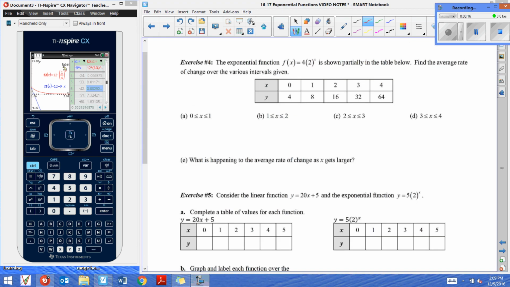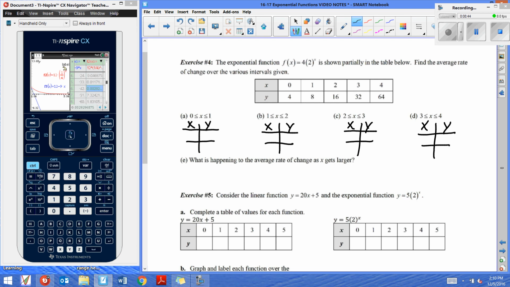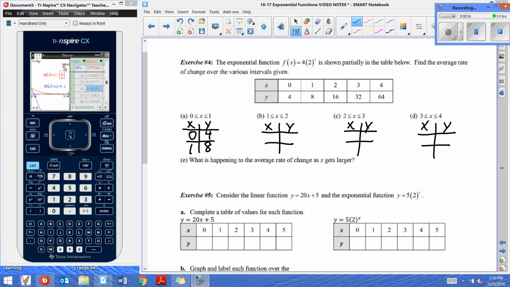Now exercise number 4 is telling us to find the average rate of change over 4 different intervals. Well, the first thing that I'm going to do is, you guessed it, make a whole bunch of tables. Okay, so you probably just want to pause the video at this point in time, make 4 different tables of values. I don't think that you really need me for them because they were nice enough to give us the table of values. So I'll do A with you. We were given the x values of 0 and 1, and my y values are 4 and 8. Go ahead and finish B, C, and D's table.